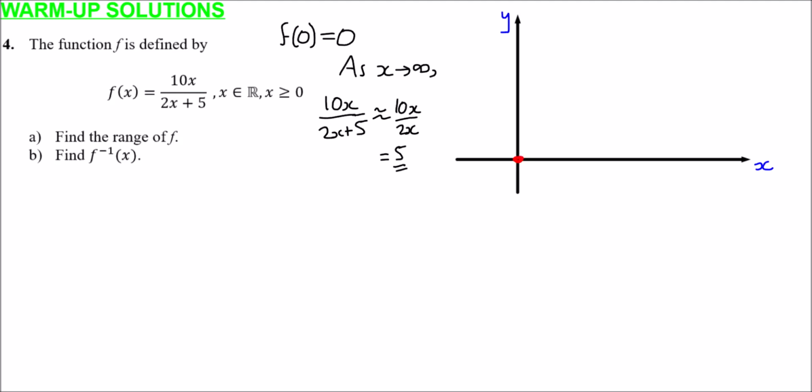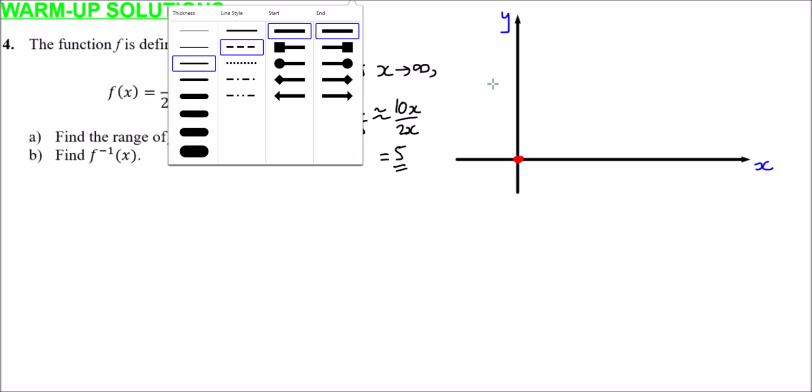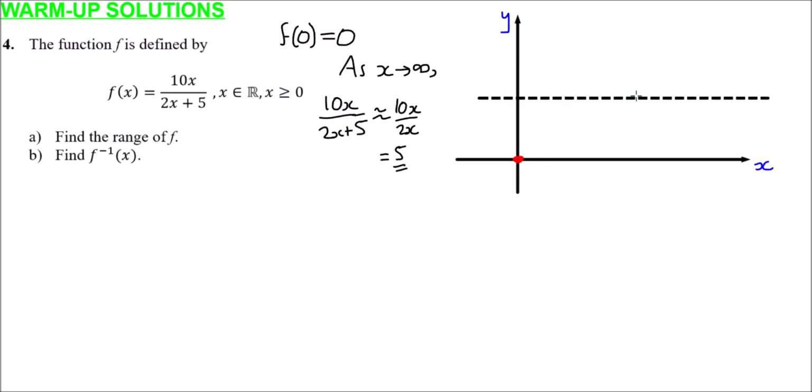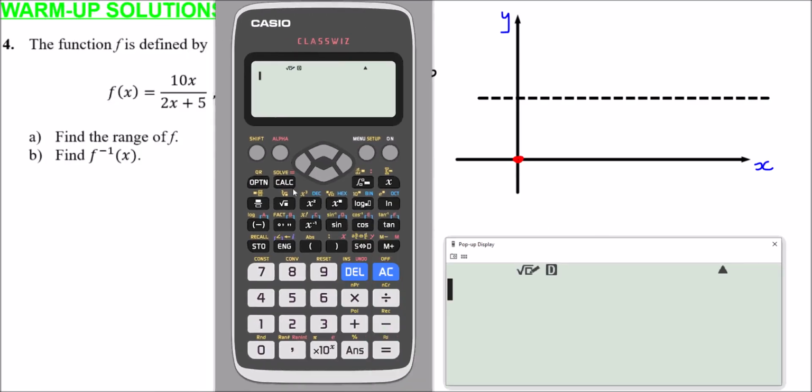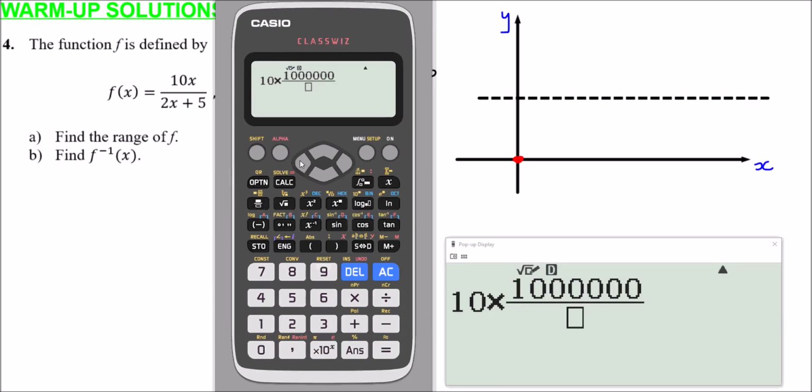But another way you can prove this to yourself is as follows, and I like this method quite a lot if I do say so myself. Just try on your calculator x being something really, really big. So what I'm going to do here is try x being, let's go for 1,000,000, because 1,000,000 is pretty big. Hope you agree. So 10x would be 10 times 1,000,000, all over 2 lots of x, 2 times 1,000,000, then plus 5.